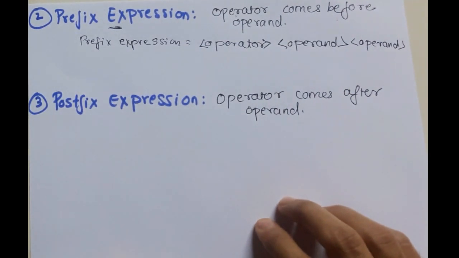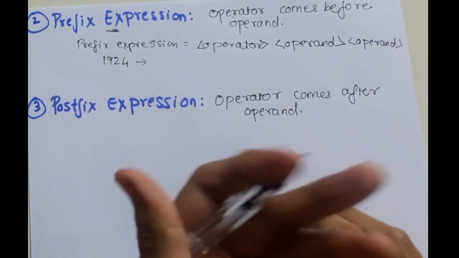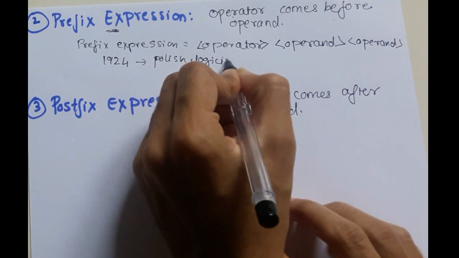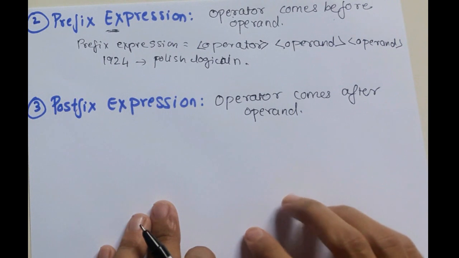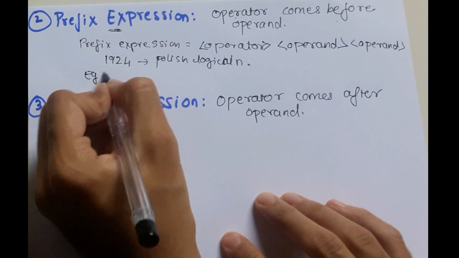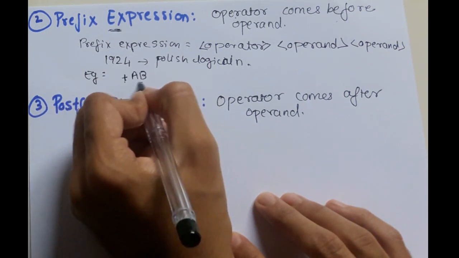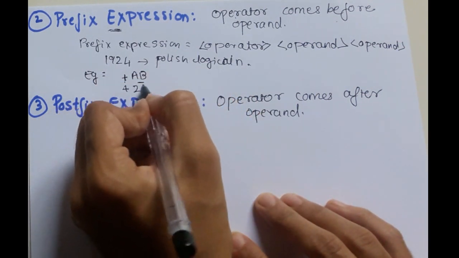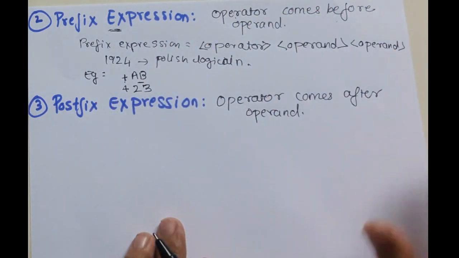And prefix expression was developed in 1924 by a Polish logician, and hence it is also called Polish expression. Okay. And the examples of prefix expression are plus AB, first operator and then operands. Another example is plus 2, 3. Okay. So this is a prefix expression.